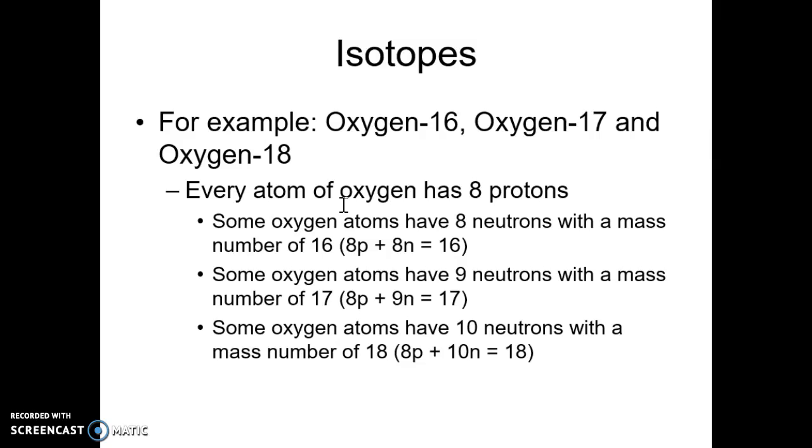As I just mentioned on the previous slide, here's another example. Oxygen 16, 17, 18. Oxygen has 8 protons, so 16 minus 8, there would be 8 neutrons in the first one. 17 minus 8, there would be 9 neutrons in the second one. 18 minus 8, there will be 10 neutrons in the third sample.